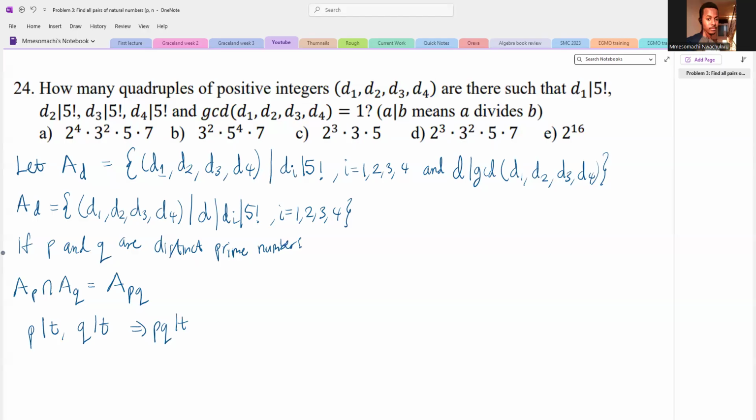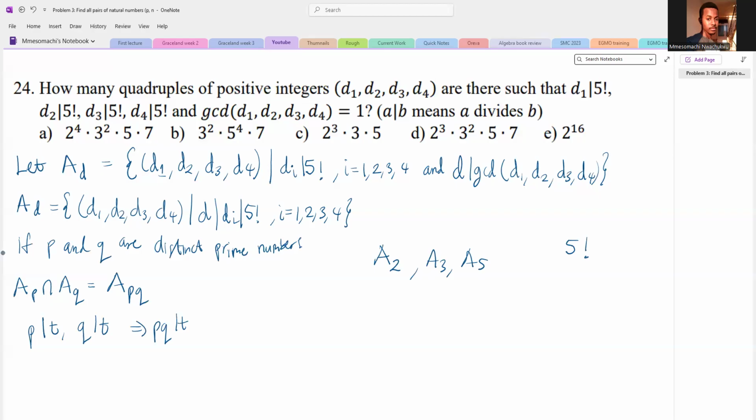Okay, so let's go straight to the question. Now, what's the question asking us for? It's asking us for a situation where the GCD is equal to 1. Now, it means we want to look at situations where nothing divides the GCD, apart from 1. So to do that, we have to consider A2, A3, and A5. Why do we have to consider this? Because we're talking about 5 factorial. The only prime numbers that divide 5 factorial are 2, 3, and 5.